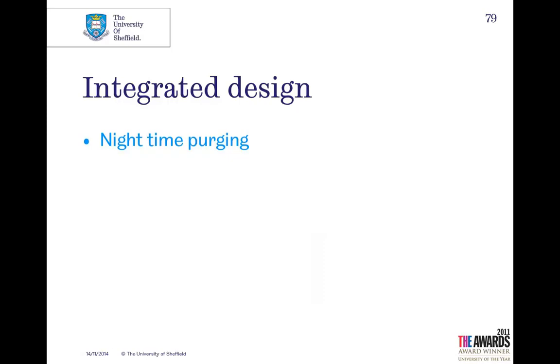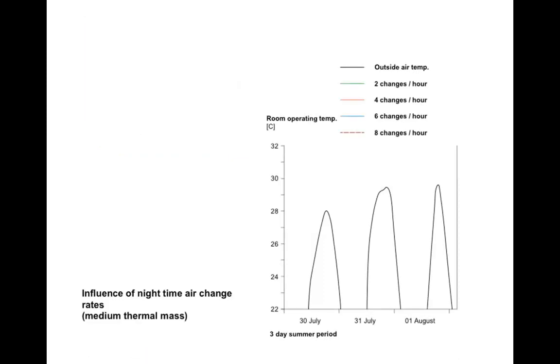Okay, nighttime purging. We talked about that briefly, but a little bit more detail here. So nighttime purging is, we're talking about getting rid of the heat within your building at night. So we're looking at our 3-day period. That's the outside air temperature. And we're going to look at a few different air change rates. So if we look at green, 2 changes per hour, we are making an improvement on the outside air temperature.